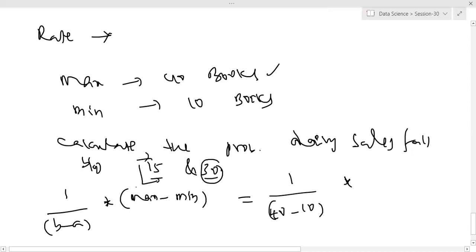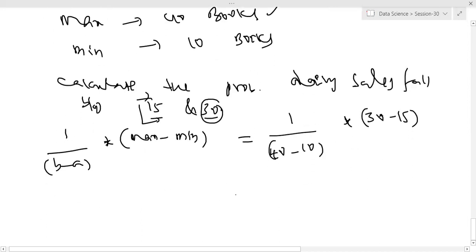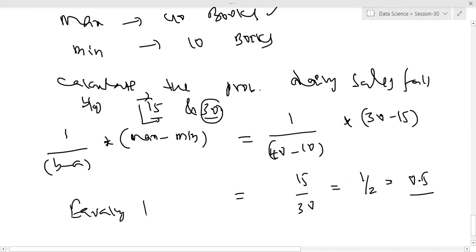1 by 40 minus 10 into what we have to compute: between 15 and 30, we have to calculate 30 minus 15. This is our expectation. 15 by 30, which implies 1 by 2, that is 0.5, or 50%. This is nothing but equally likely. There are equal chances of getting the books.